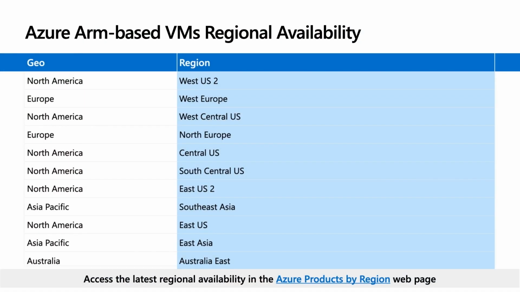Arm VMs are available in more than 10 regions today, with more to come. And you can always check on the latest region list on the Azure Products by Region webpage. And with that, I'll hand off to Steph for more exciting updates.